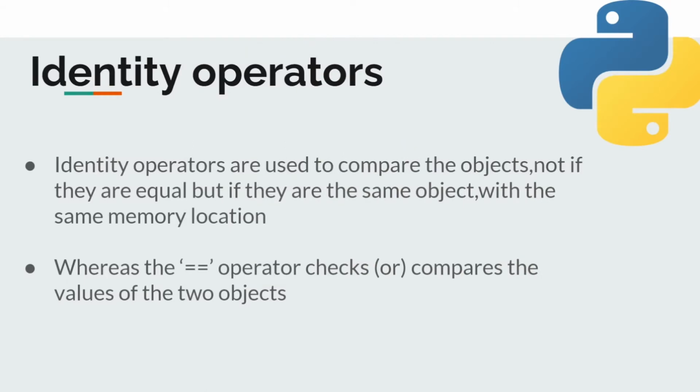In today's video, we are going to look at identity operators. So first, let's get to know what an identity operator is. Identity operators are used to compare objects, not if they're equal, but if they are the same object with the same memory location. Here we use the double equal to operator to compare whether the values of the two objects are the same or not, so whether the left operand is equal to the right operand.